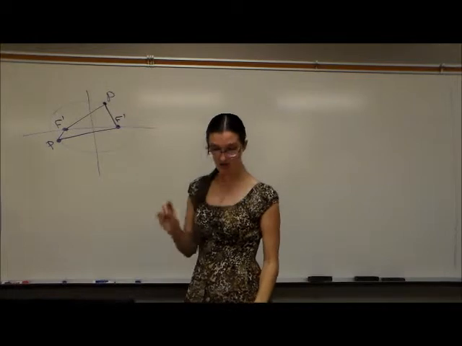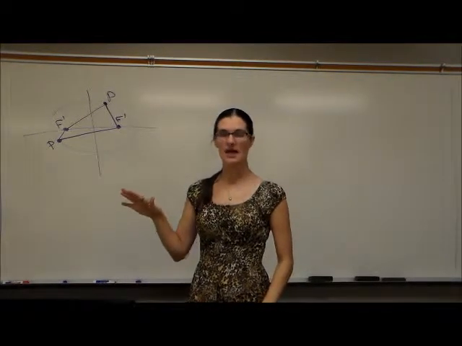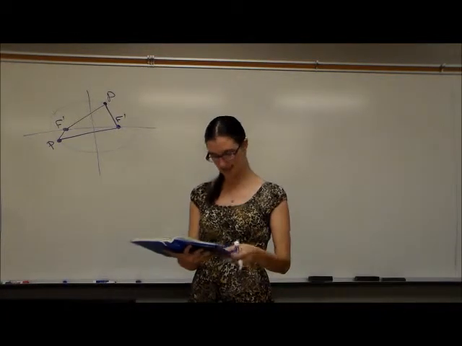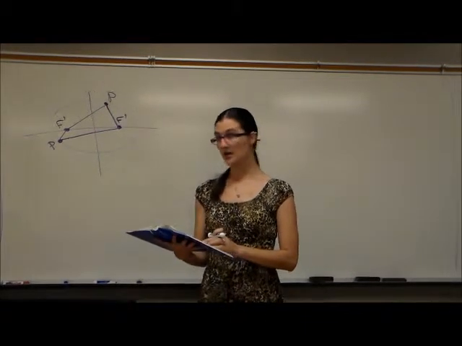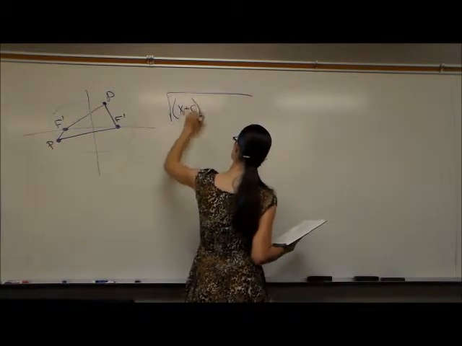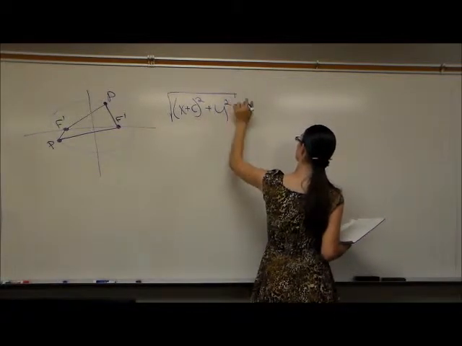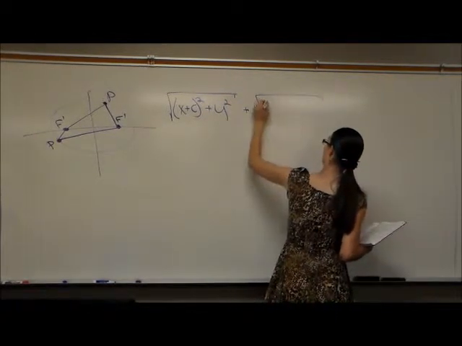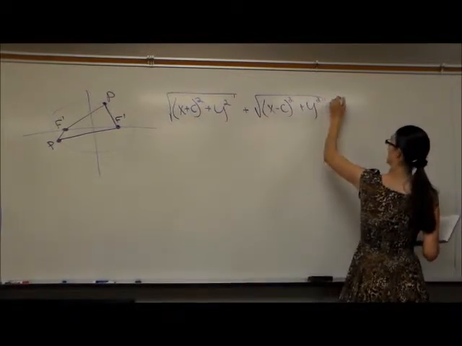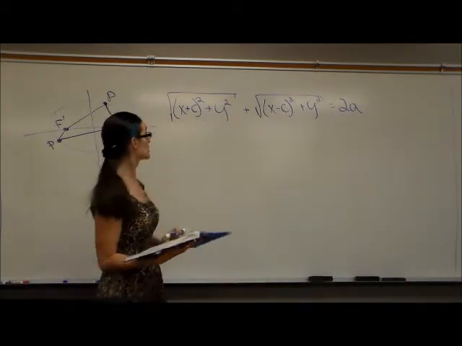The book is going to call it 2a, is how they're going to refer to that constant. That's not anything that changes. You're going to see it on the second page, page 118, the formula there about halfway down: the square root of (x plus c) squared plus y squared, plus the square root of (x minus c) squared plus y squared, equals 2a. That's the formula about halfway down on the sheet.